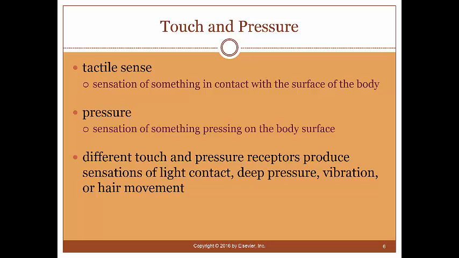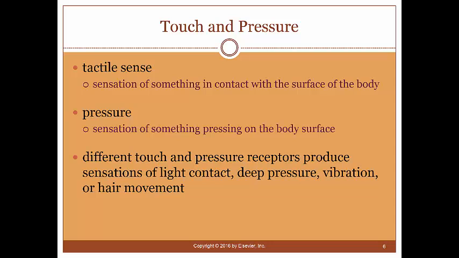Next is touch and pressure. So we have tactile sense, which ends up being the sensation of something in contact with the surface of the body. So this could be like something lightly pressing or rubbing up against a hair, or walking or moving across the surface of the skin. Pressure is usually more of a deeper sensation, while your tactile sense is more superficial.